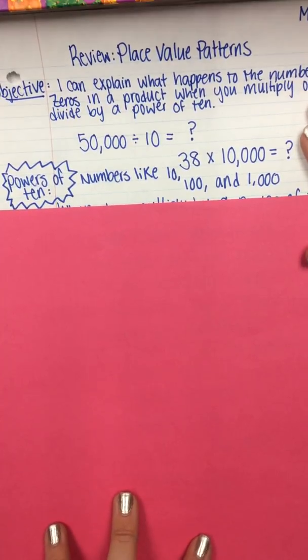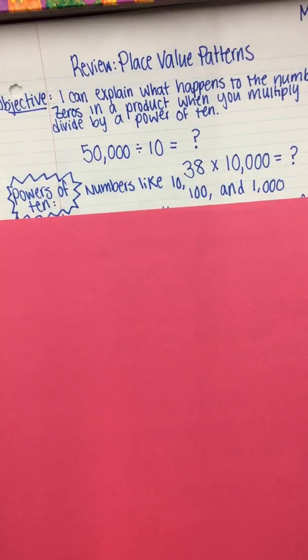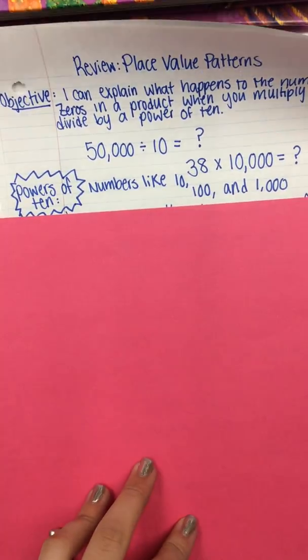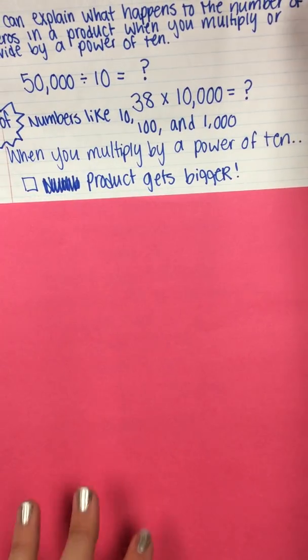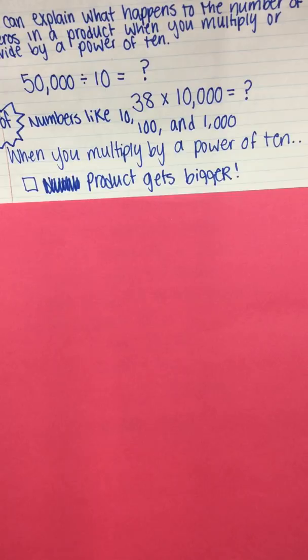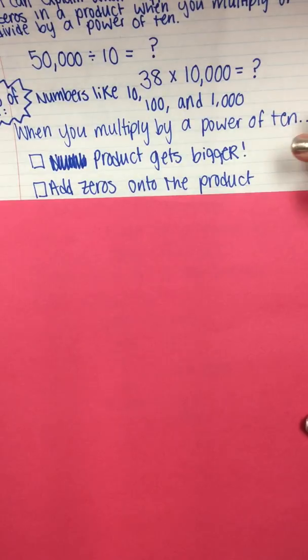And so some of the patterns that we see are in powers of 10. This is a vocabulary word. And powers of 10 are numbers like 10, 100, and 1,000. Here's a key idea. When you multiply by a power of 10, the product gets bigger. When you multiply by a power of 10, you're going to add zeros onto the product.